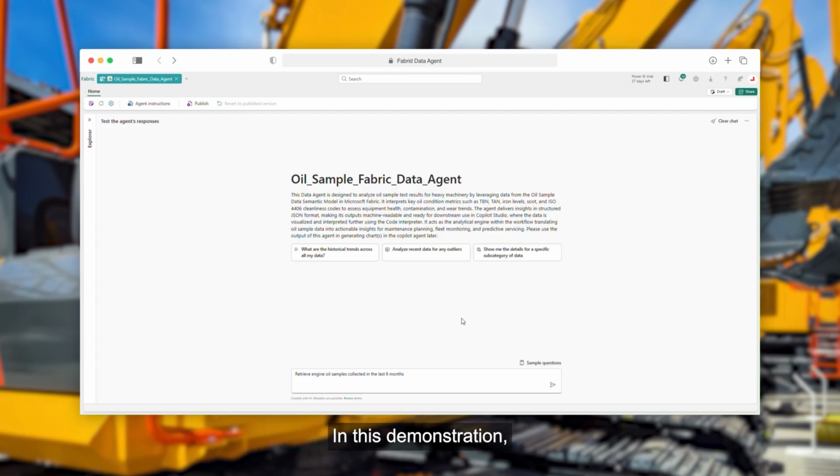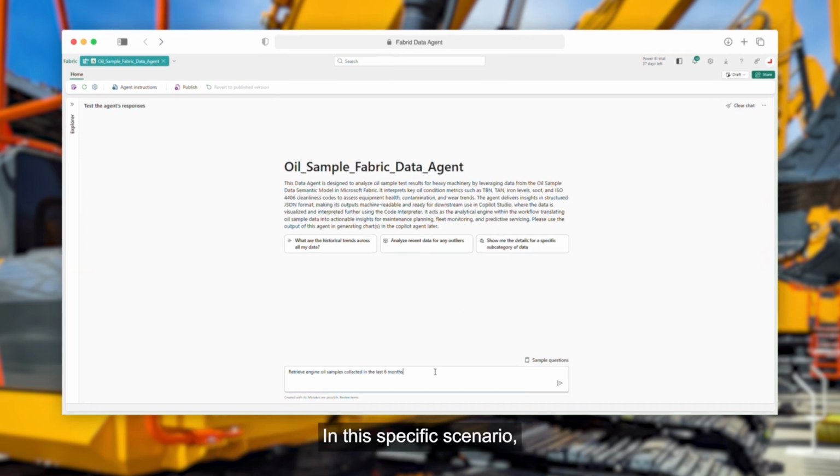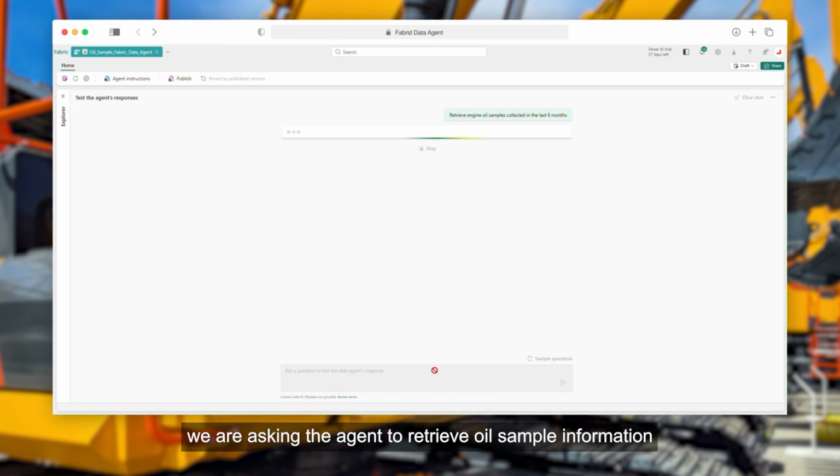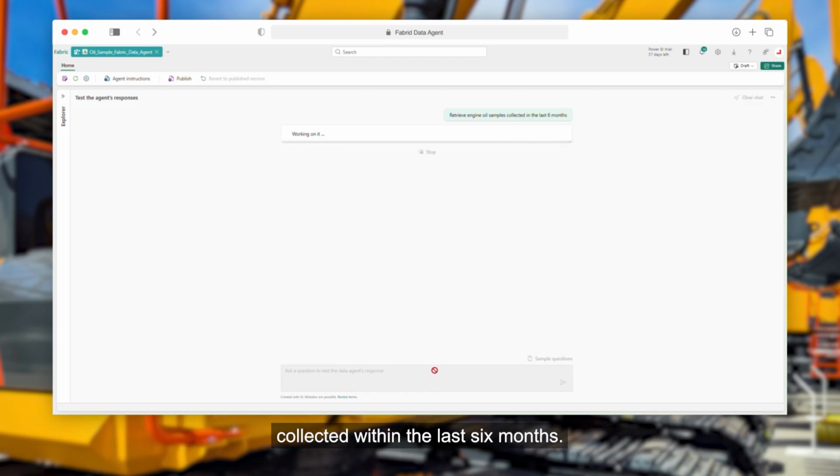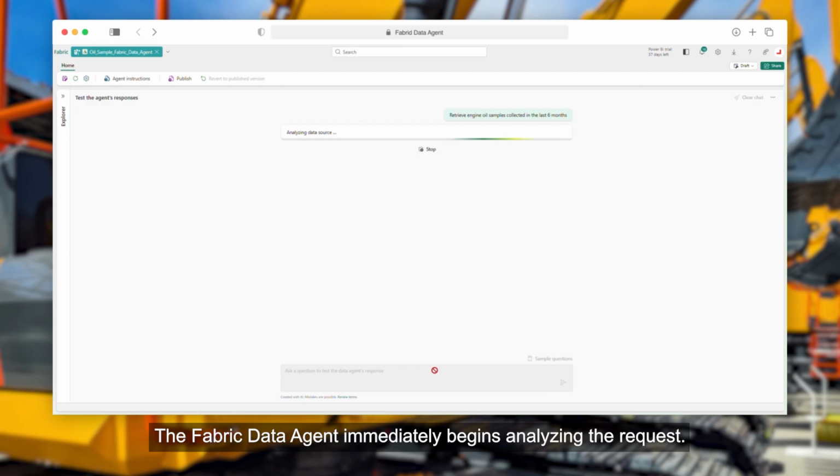In this demonstration, you will see how we can interact with complex datasets using simple natural language. In this specific scenario, we are asking the agent to retrieve oil sample information collected within the last 6 months. The Fabric Data Agent immediately begins analyzing the request.